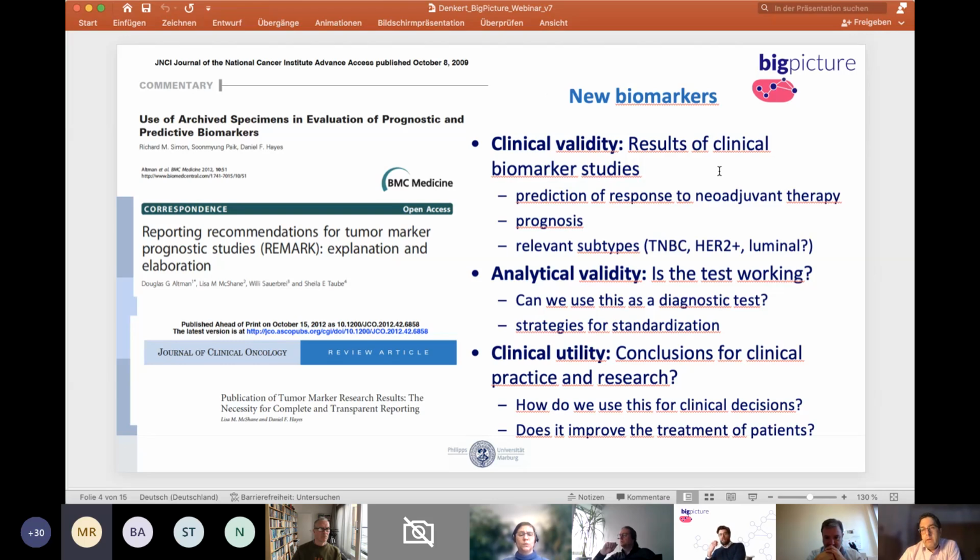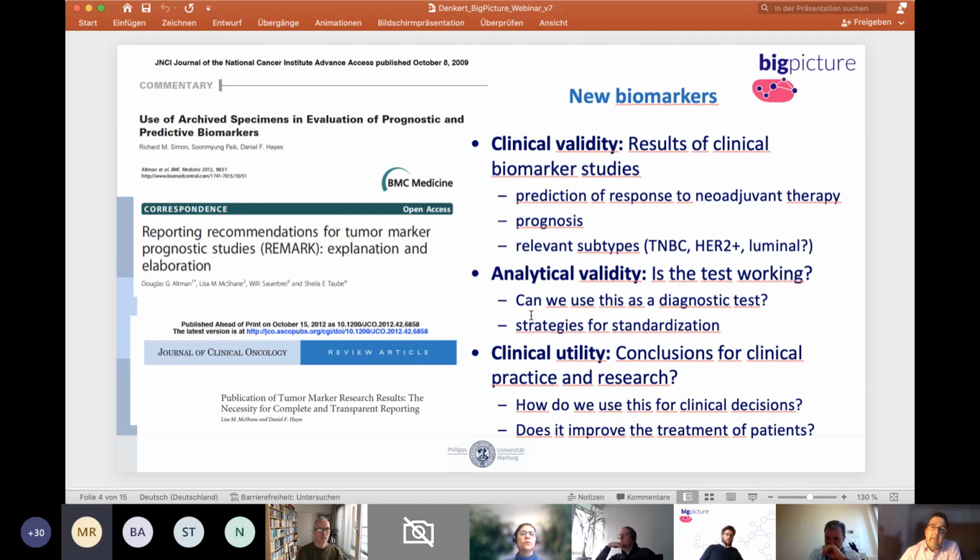Anything we try to establish as a biomarker needs to have some kind of significant result for prognosis or for prediction of response in some subtypes. This is typically the very first step of research, and these are most of the biomarker papers that are published that show some clinical validity.